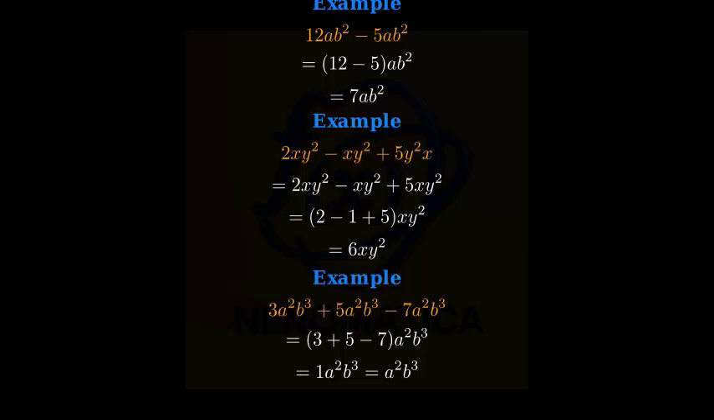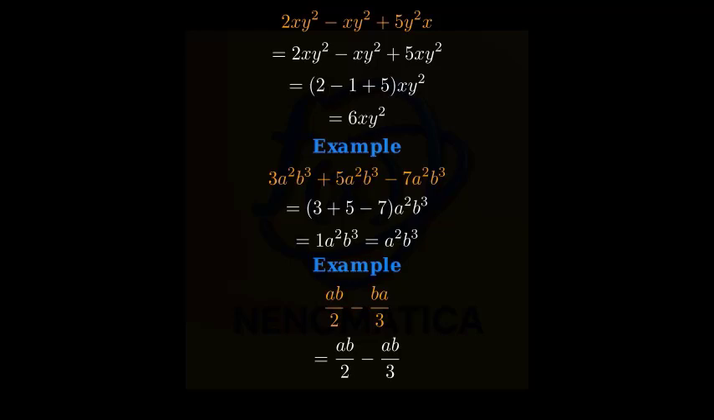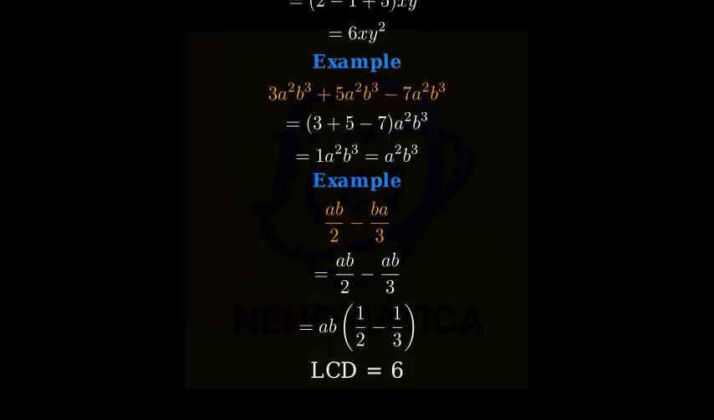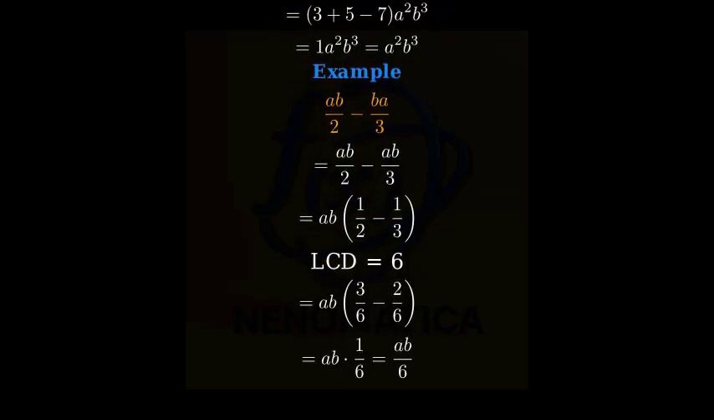Let's move on to a slightly more complex example, ab over 2 minus ba over 3. First, note that ab and ba represent the same expression because multiplication is commutative. So we can rewrite this as ab over 2 minus ab over 3. Factoring out ab, we get ab open parenthesis 1 over 2 minus 1 over 3 close parenthesis. To subtract these fractions, we need a common denominator. The least common denominator of 2 and 3 is 6. Converting to equivalent fractions with denominator 6, we get ab open parenthesis 3 over 6 minus 2 over 6 close parenthesis. Subtracting, we get ab times 1 over 6, which equals ab over 6.